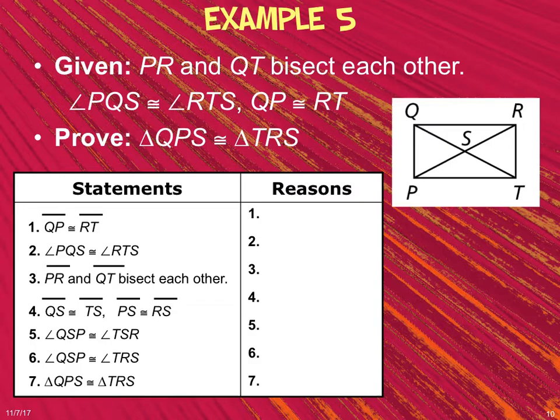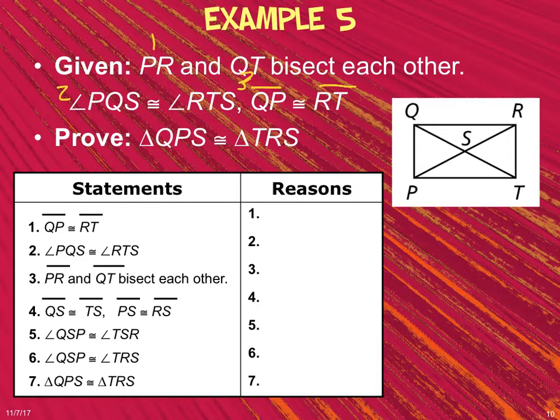Lastly, we have a proof. So we have to give reasons for each of these statements. It's given that PR and QT bisect each other, and angle PQS is congruent to angle RTS, and QP is congruent to RT. These are talking about the segments. So here we have three things that are given: 1, 2, 3.